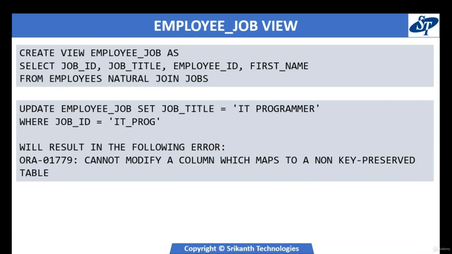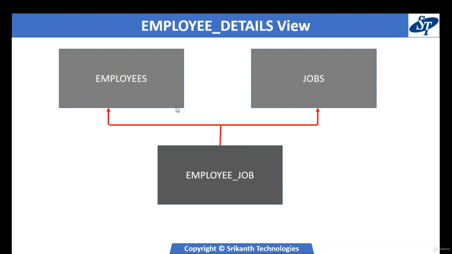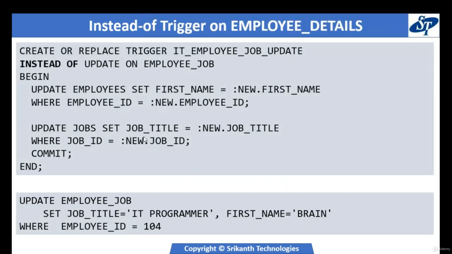So what is the remedy for this? I want to update a job title using employee job view. So if you want to update a column in a non-key preserved table, then you need to go for instead of trigger. So this is the scenario. Our view is based on two tables, but employees is the key preserved table. So I can make changes to that through the view, but I can't make changes to jobs because that is not a key preserved table. The solution to this is creating an instead of trigger.